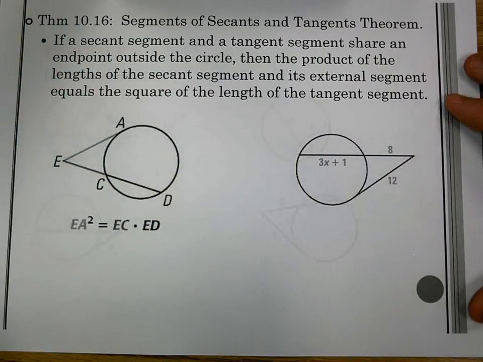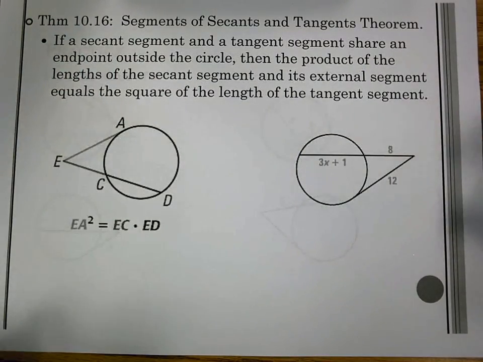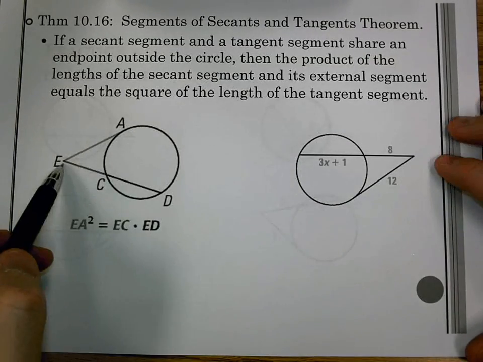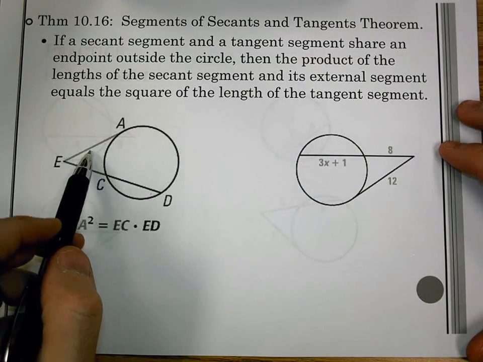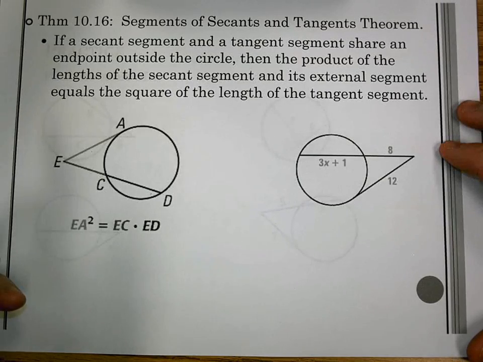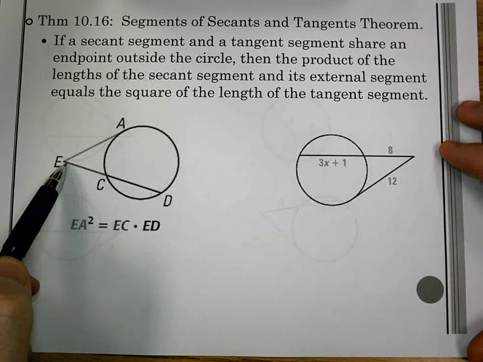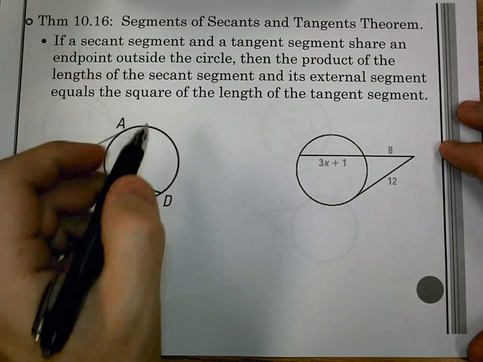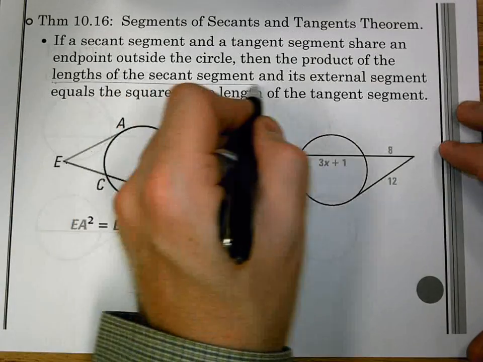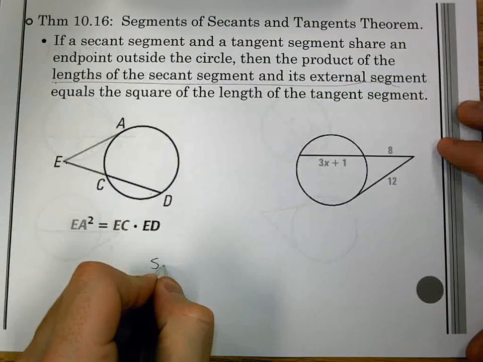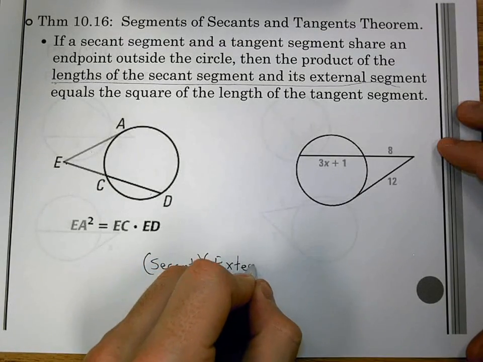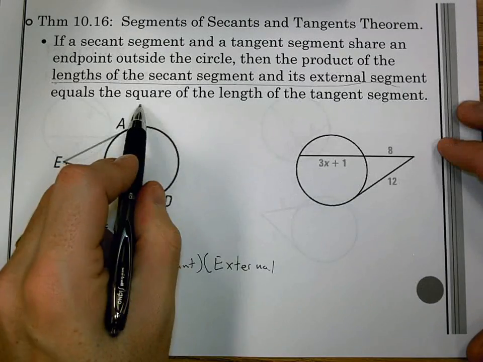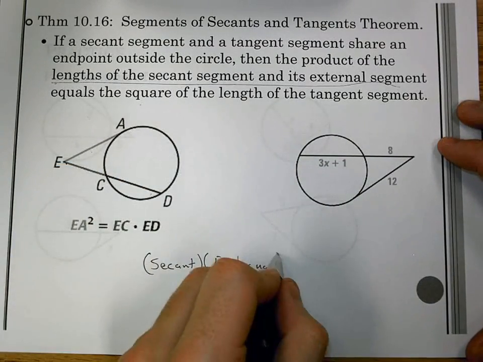So I guess we're going to go to segments, secants, and tangents first, then we'll put some examples all together. Now, this is where I still have a secant, but I also throw in a tangent as well. So, if a secant segment and a tangent segment share an endpoint outside the circle, then the product of the lengths of the secant segment and its external segment, so that stayed the same, secant times external, equals the square of the length of the tangent.